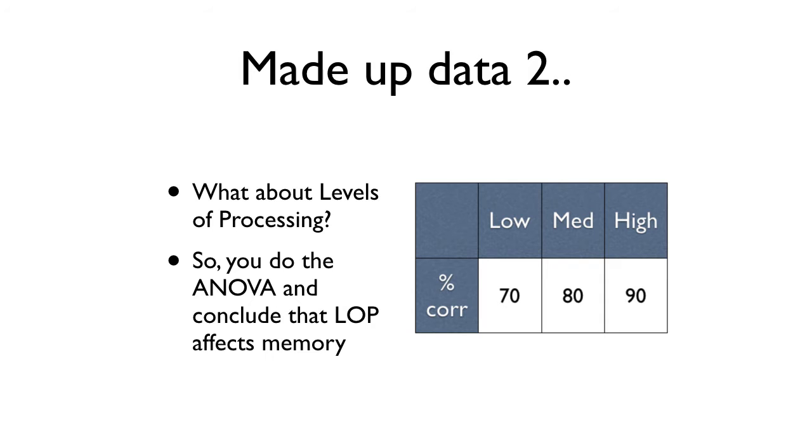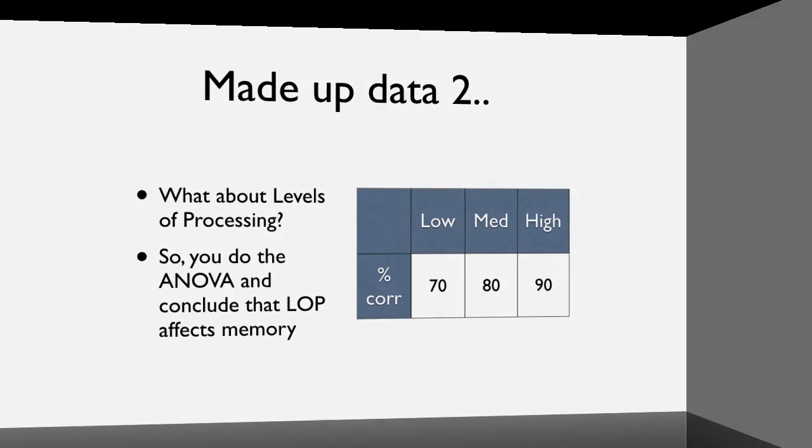So you do an ANOVA and you conclude the levels of processing affects memory. Again, you will not win any Nobel Prizes or even get credit for designing a thesis project because this is too easy. It's a neat idea. It was also discovered when I was 8 years old. Great.